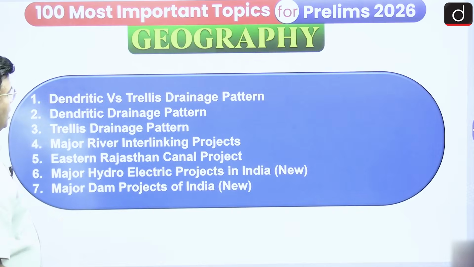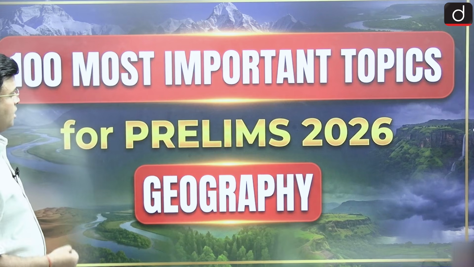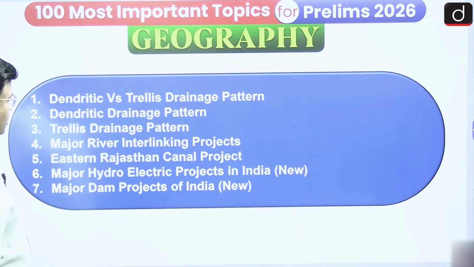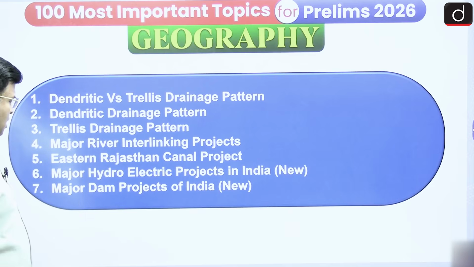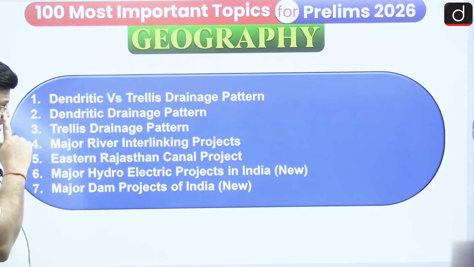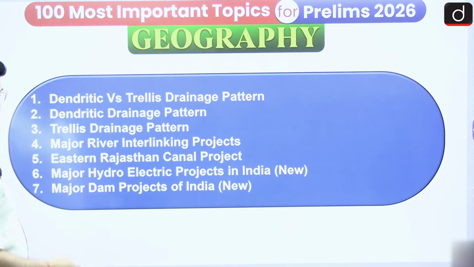Now, in the 15th episode, we are going to see the topic of dendritic versus trellis drainage pattern, dendritic drainage pattern and trellis drainage pattern. We will see major river interlinking projects, the Eastern Rajasthan Canal, major hydroelectric projects in India, that is new, and major dam projects of India, that is also new.